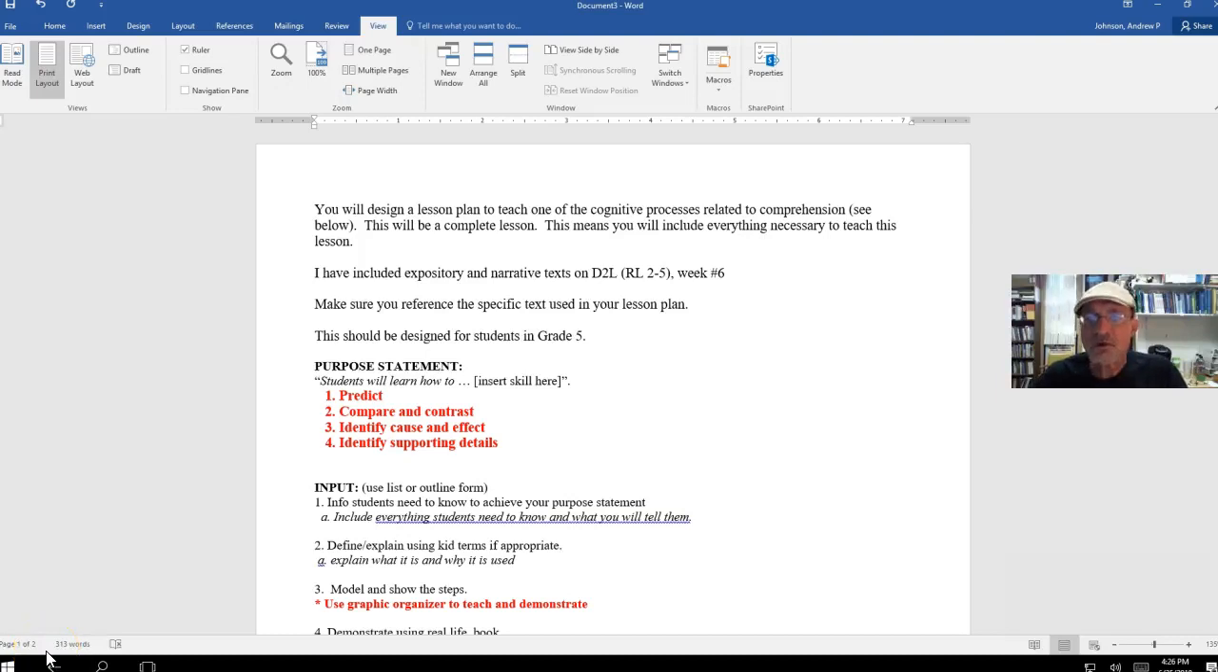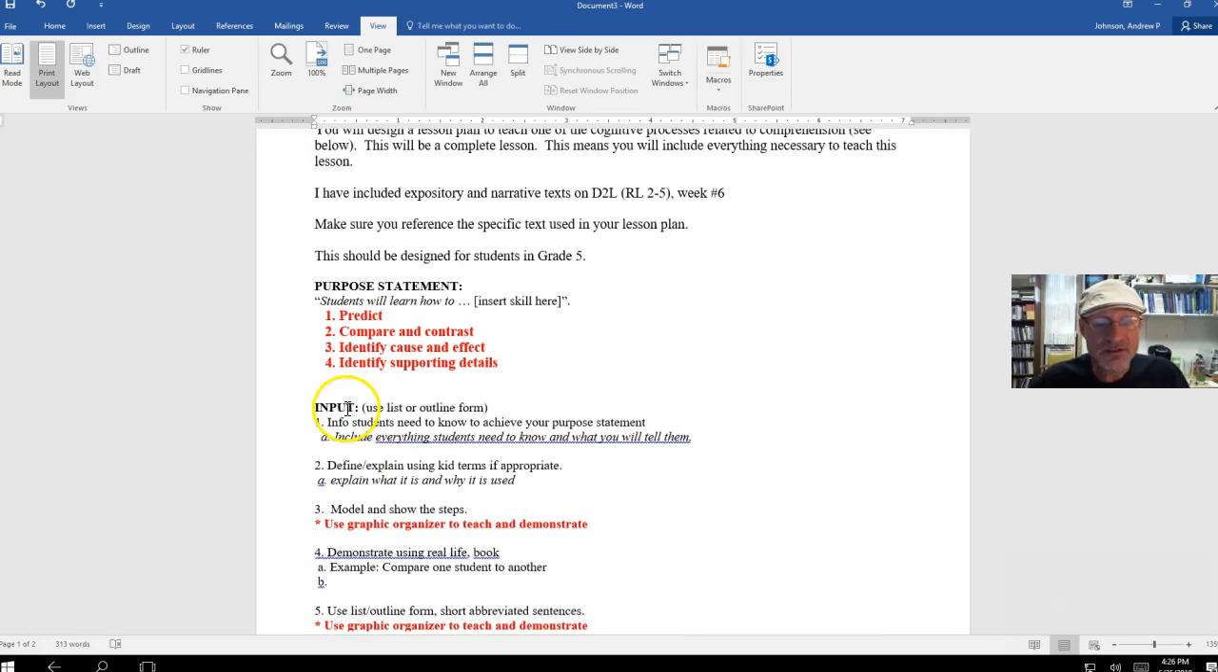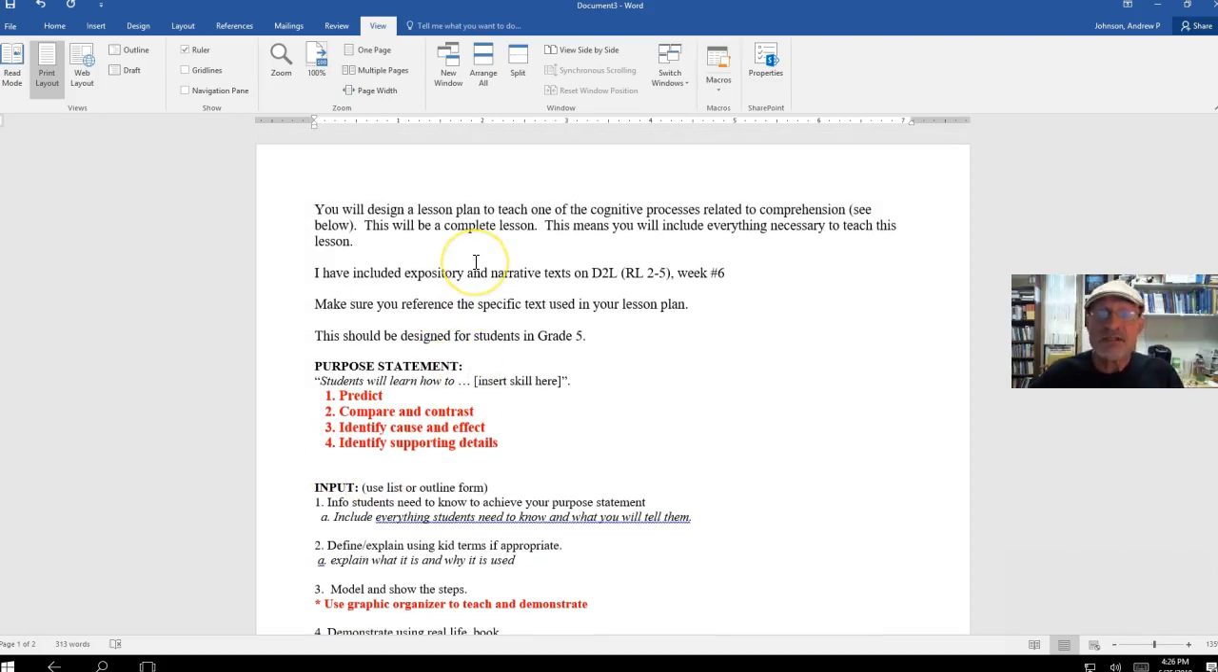All right, let us go over the skills lesson plan. You're going to design a lesson plan to teach one of the cognitive processes related to comprehension. And you can see I have 4 cognitive processes. You choose one. Predict, compare and contrast, etc. This will be a complete lesson plan.